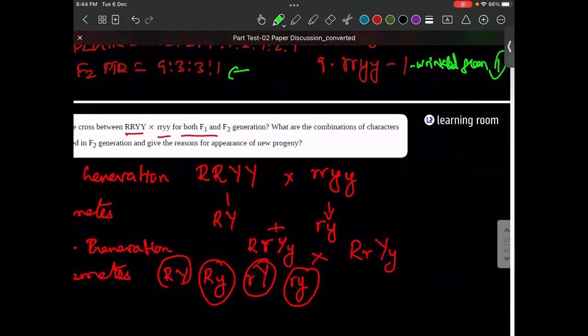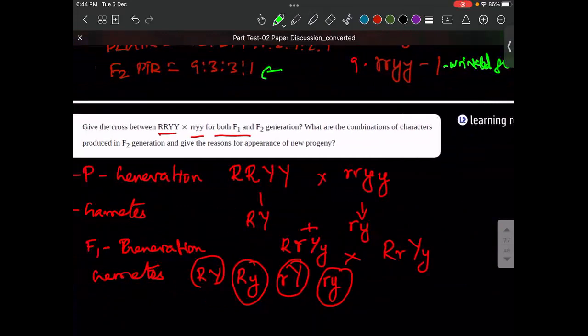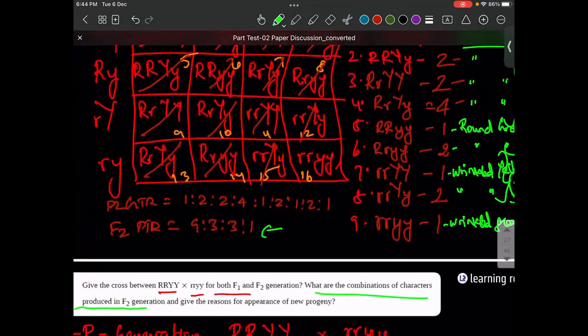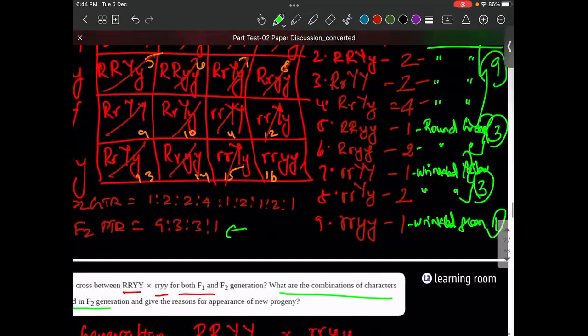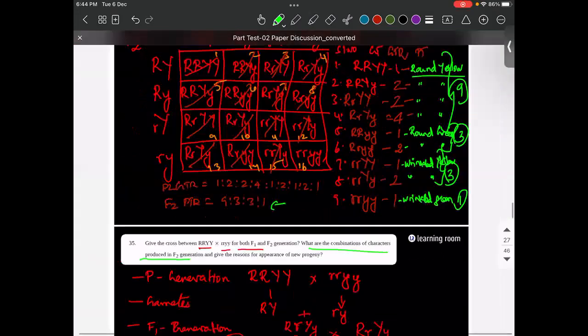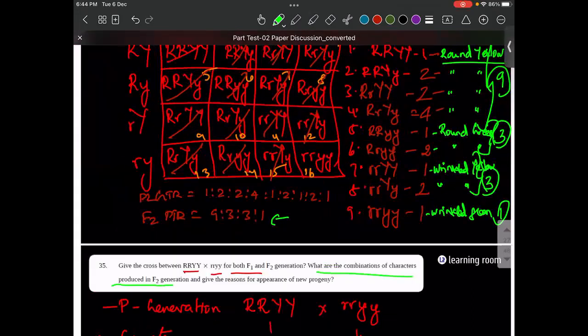You answered this one. Now you know the combinations. You worked this out, and you know the combinations produced in F2. These are all the combinations. You highlighted this one. Progeny: round yellow, round green, wrinkled yellow, wrinkled green. Okay, fine. Now, this is a very important question.